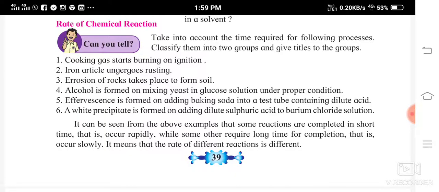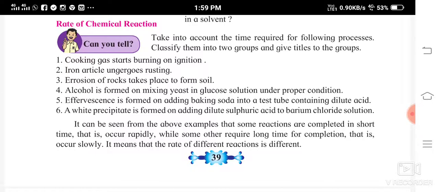Take into account the time required for the following processes, classify them into two groups and give titles to the groups. Let us see what is given below. Cooking gas starts burning on ignition. Now what you have to do here in these 6 sentences is classify the processes. Six processes are given and you are going to take into account the time required for these processes to take place.